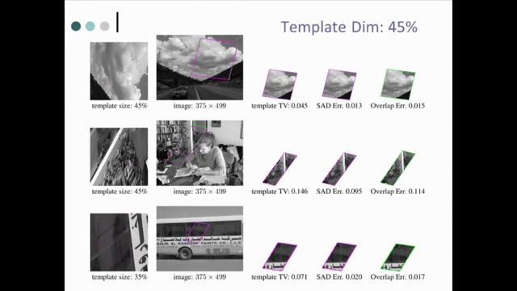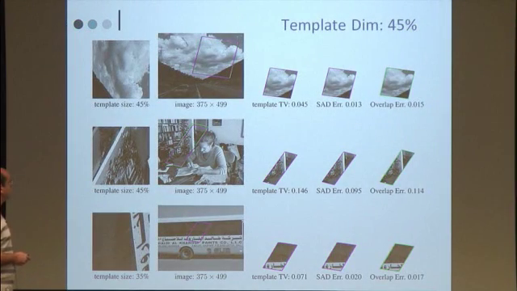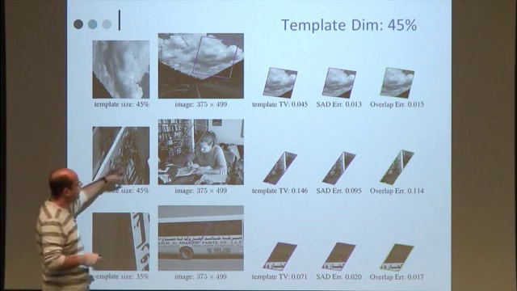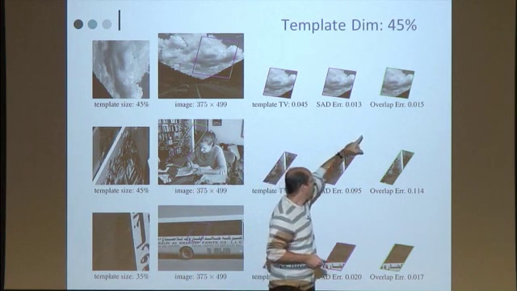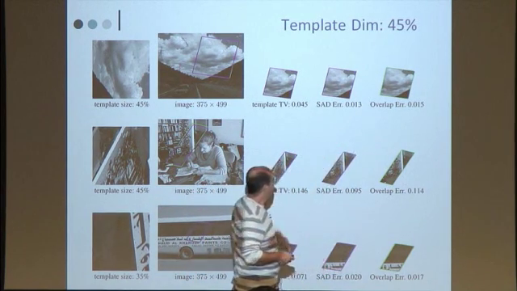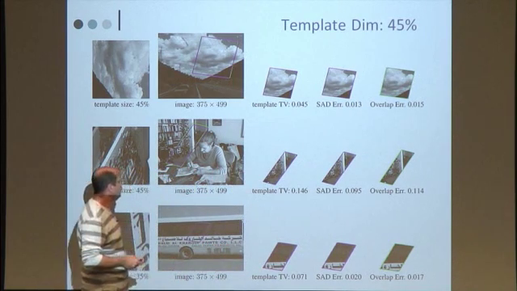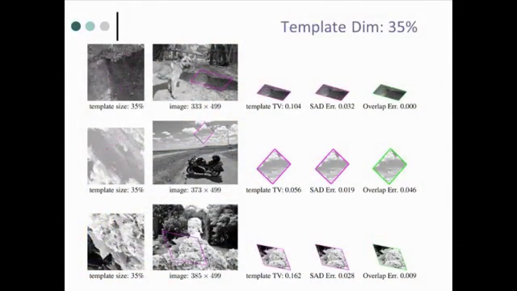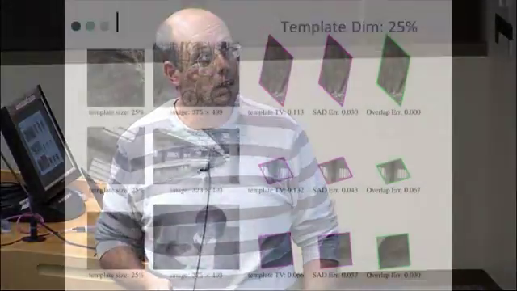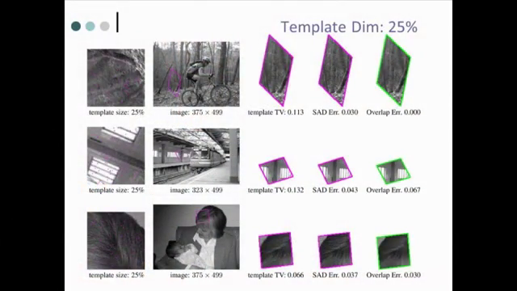So here are a couple of additional examples. In this case, the templates are 45% of the original image size. And you can see that this is the result that we get. This is the ground truth. You can barely see any difference between the two. Here are more examples. Template size is 35%, and it goes down to even lower than that.